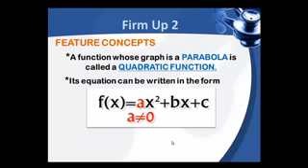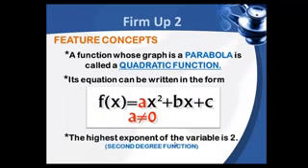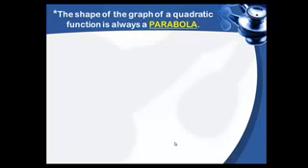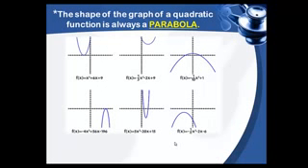Its equation can be written in the form f(x) = ax² + bx + c, where a is not equal to 0. The highest exponent of the variable is 2. Then it is a second-degree function. The shape of the graph of a quadratic function is always a parabola. Here are examples.